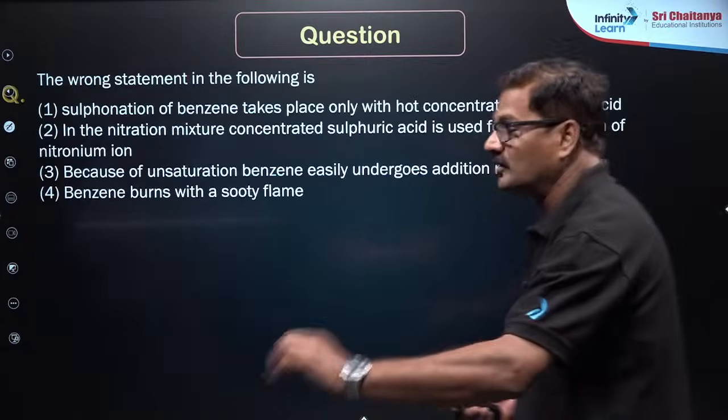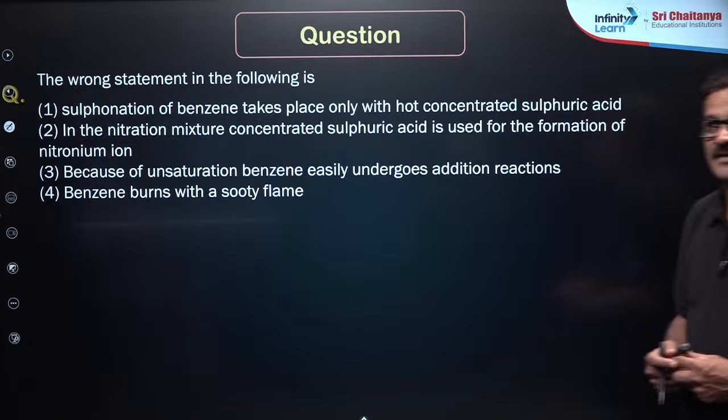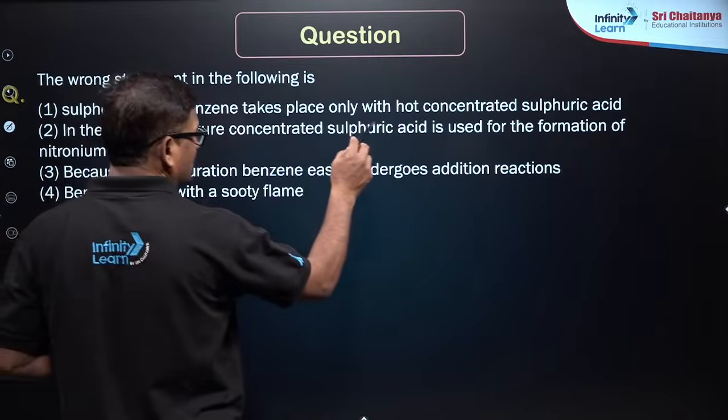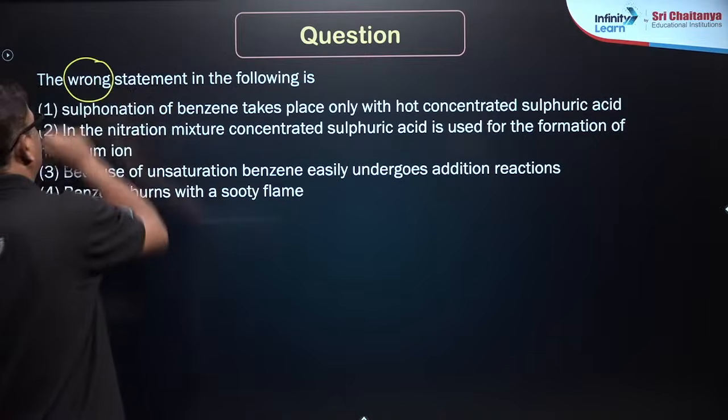So and one more question with you. So wrong statements in the following is. Sulfonation of a benzene takes place only with hot concentrated sulfuric acid. So you have to find out the wrong one.